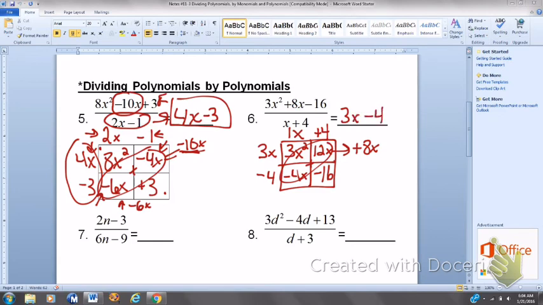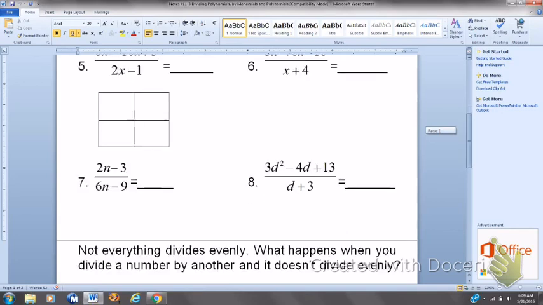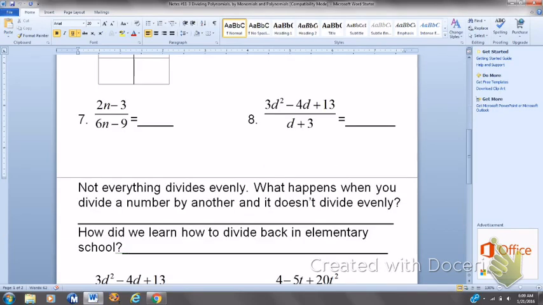All right, let's go to number 7. Now number 7 is a little bit weird. It doesn't have a middle term. In fact, we probably need to write that to remind ourselves: no middle term. So this one's going to work a little differently. It's actually a little bit easier. I don't need 4 boxes this time, I just need 2. I'm going to put my divisor, 6n minus 9, on top.